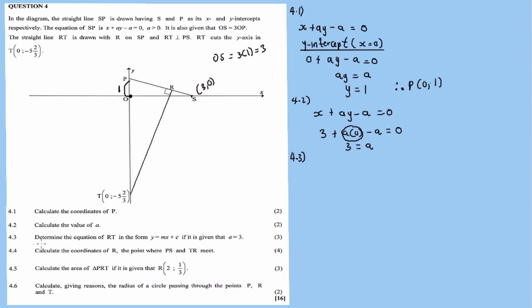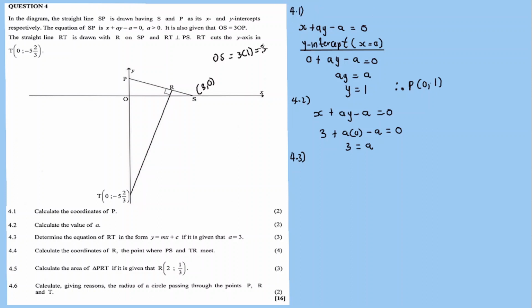4.3, determine the equation of RT in the form y equal to mx plus c if it is given that A is equal to 3. Now I want the equation of RT, the equation of the straight line from R to T.